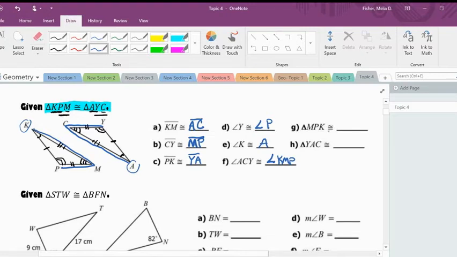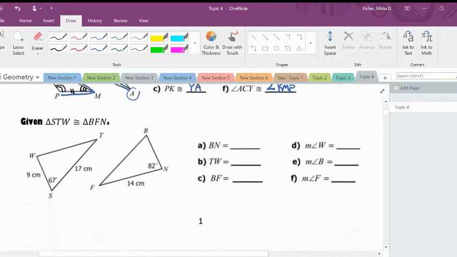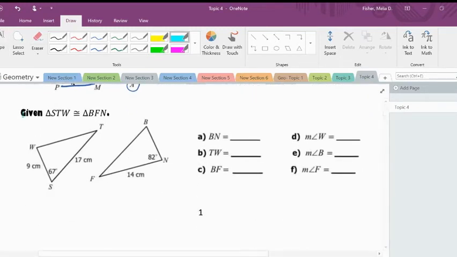Triangle MPK will be congruent to triangle CYA, and triangle YAC will be congruent to triangle PKM. Given that these two triangles are congruent, what can you determine? I'd like you to pause your video and fill in as much of this as you can on your own and then come back.